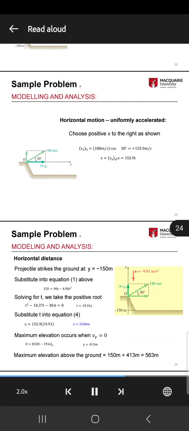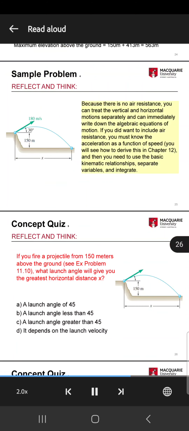Launch at 180 meters per second at an angle of 30 degrees from horizontal. Initial height is 150 meters above the bottom surface, and acceleration is 9.81 meters per square second due to gravity. Sample problem 4: because there is no air resistance, you can treat the vertical and horizontal motion separately and can immediately write down the algebraic equations of motion. If you did want to include air resistance, you must know the acceleration is a function of speed. You will see how to derive this in chapter 12, and then you need to use the basic kinematic relationships, separate variables, and integrate.